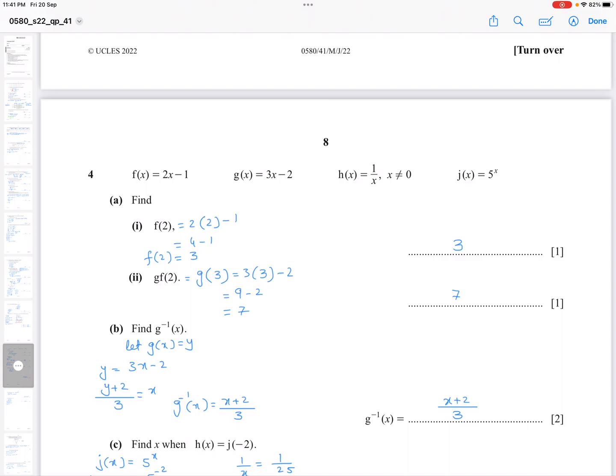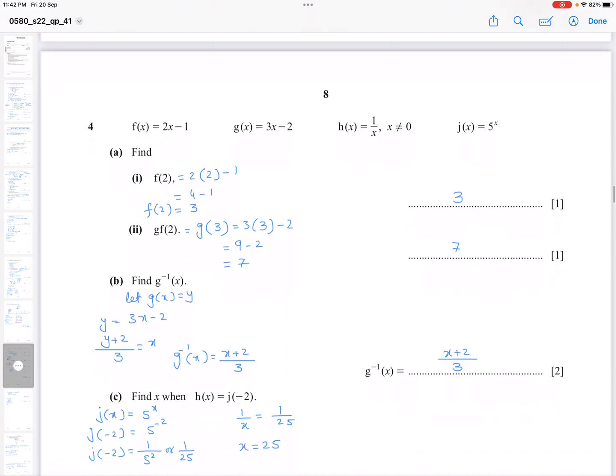Second part, g of f of 2 is equal to what? So f of 2 you just found out is 3, so you can write g of 3 is equal to 3 times 3 minus 2. Actually you are placing the value of 3 in g of x. So this is 9 minus 2, which is 7.